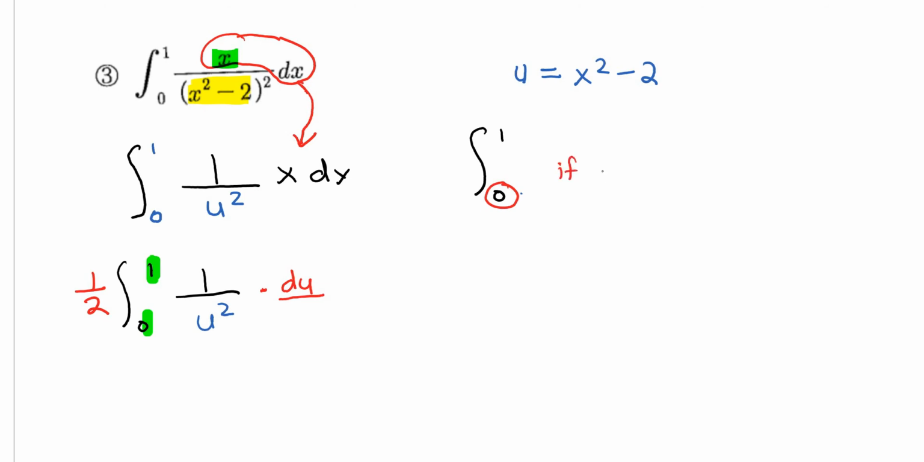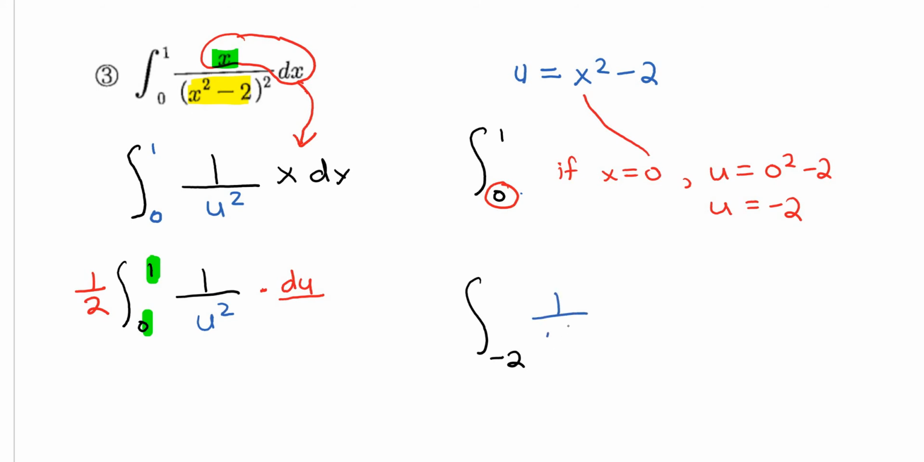So if x equals 0, that would mean that u would equal 0 squared minus 2, and then u would equal negative 2. Okay, so now my new boundary would be negative 2, and this would be 1 over u squared du. And then after that, let's evaluate the upper bound, which is 1. So let me erase all this now.